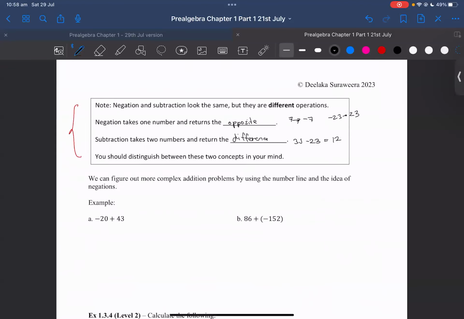We'll start with some examples of where negations are really, really useful. When we have additions like negative 20 plus 43, how do we do this? Let's think of the number line. We'll go through this example, negative 20 plus 43. We'll go a bit over time. Is that fine with you guys?